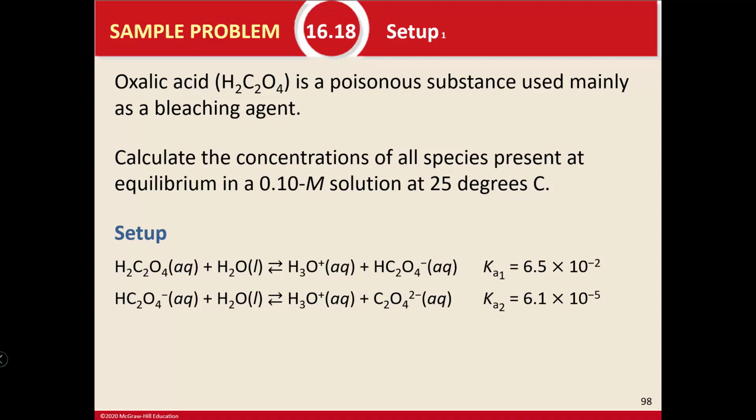All right, so the first Ka, the loss of one hydrogen ion from here to form that, is 6.5 times 10 to the negative 2. We take the conjugate base, we add that to water, it loses its second hydrogen ion, and that Ka is 6.1 times 10 to the negative 5th. So how do we solve for this problem?